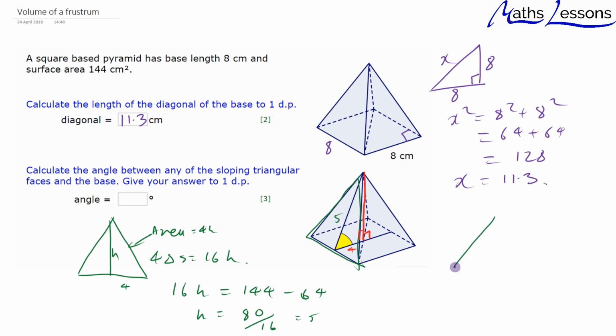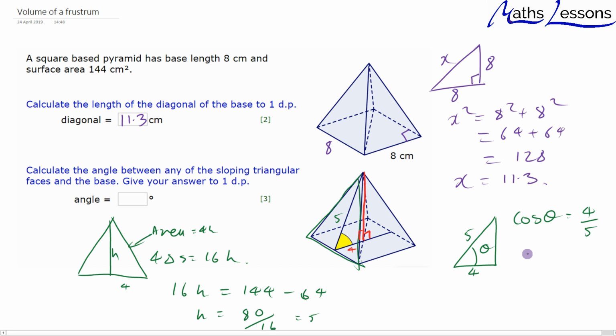So we have this triangle here. Taking this triangle, that's 5, that's 4, there's my angle theta. So I've got adjacent and I've got hypotenuse. So cos theta equals the adjacent 4 over the hypotenuse 5. So theta will equal inverse cos of 4 divided by 5, which is 0.8. Grab your calculator for this.